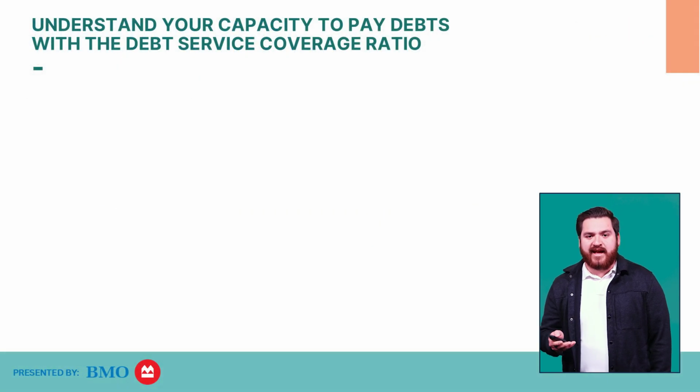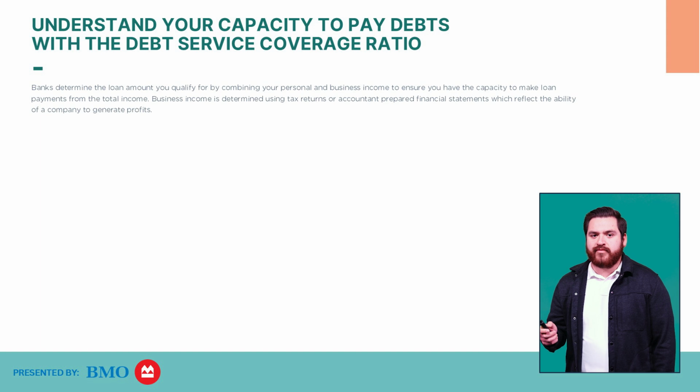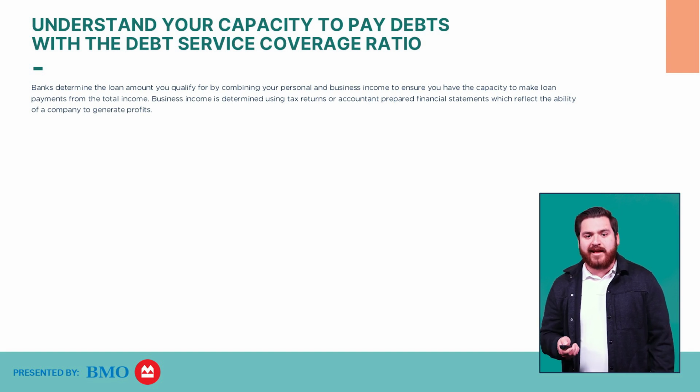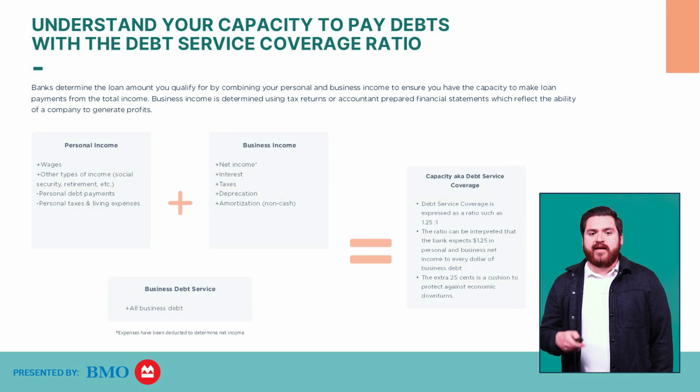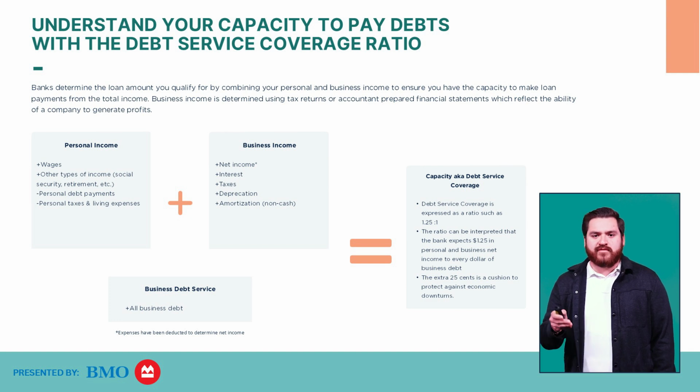Understand your capacity to pay debts with the debt service coverage ratio. So when banks are determining the loan amount you qualify for, they combine your personal and business income to see if you have the capacity to make the loan payments for your total income. Business income can be determined by reviewing tax returns or financial statements that reflect the ability of a company to generate a profit. The debt service coverage is expressed as a ratio of 1.25 to 1. This means that a bank expects $1.25 in personal and business net income for every dollar of business debt.